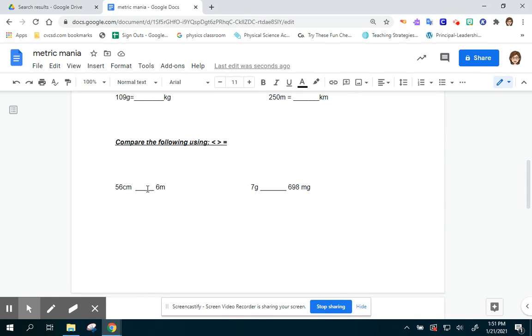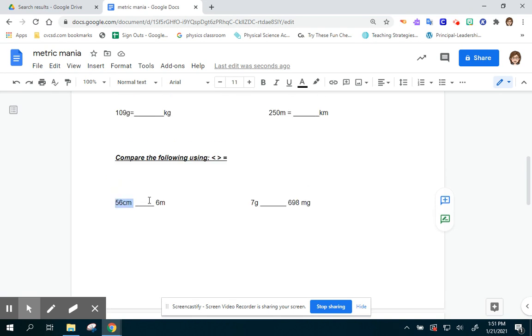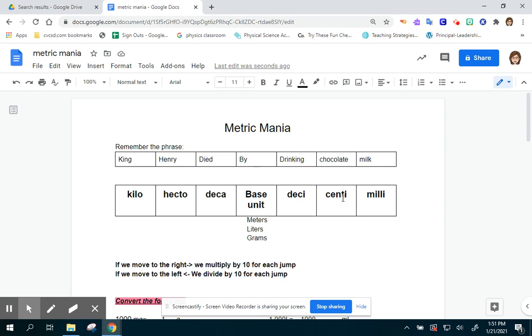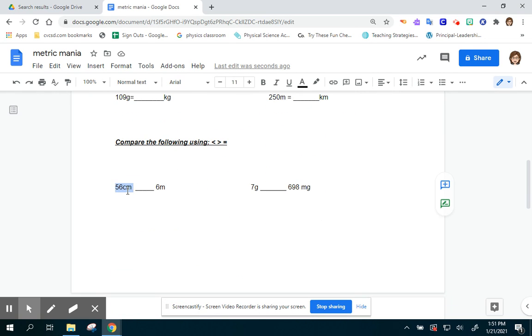Let's convert to meters here. So we're going to change this 56 centimeters into meters. So we're going from centimeters to meters. If I look up at the top, centimeters back to my base of meters is going to be left 1, 2 places. So my decimal point, which started out right there, I'm going to move it 1, 2 places to the left, and I end up getting 0.56 meters.